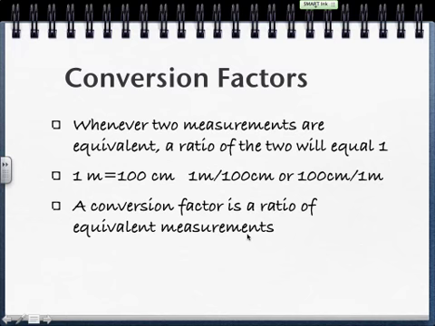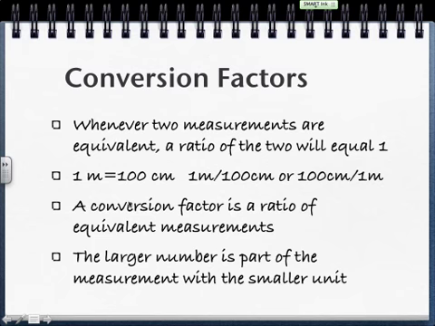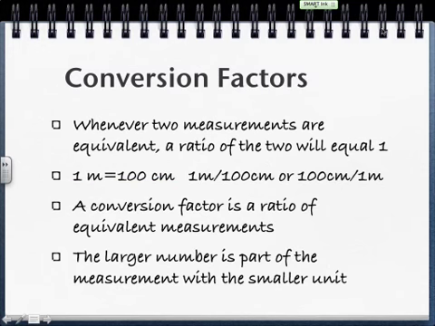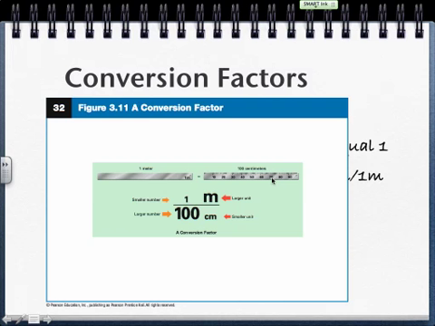So, a conversion factor is a ratio of equivalent measurements. They've got to be the same. You can set them on top of each other and make a ratio. The larger number is part of the measurement with the smaller unit. In other words, if you look at this, here's the larger number, 100 centimeters is a smaller unit. 1 is a small number, meters is a bigger unit. That's what they mean by that particular statement there. So here's my example, 1 meter over 100 centimeters, larger, smaller, just kind of what we were talking about.